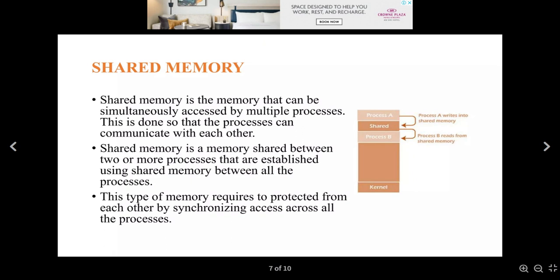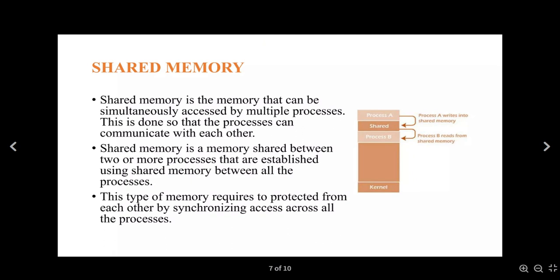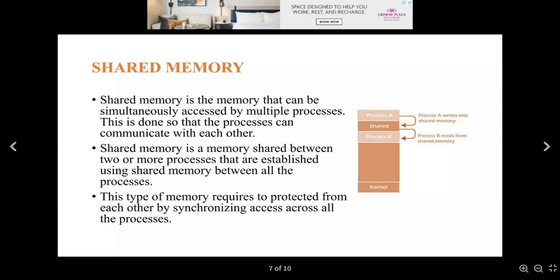It is the fastest inter-process communication mechanism. Now, as you have seen in the diagram, in the kernel there are two processes, process A and process B, and process A is writing into the shared memory. At the same time, process B reads from the shared memory, which means that both of the processes are using the same part of the memory.